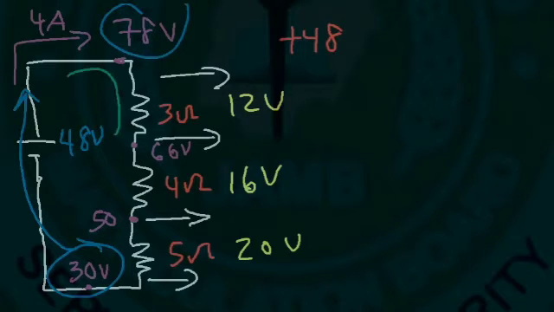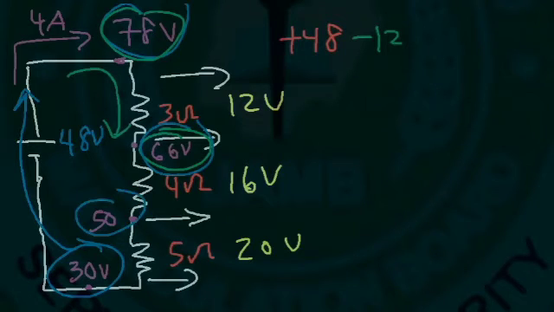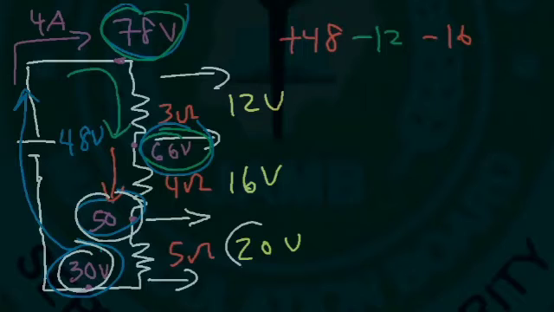And if we travel through the first resistor, we're going from 78 to 66, so the voltage drops by 12 volts, so negative 12. And as we travel from 66 to 50, the voltage drops by 16 volts. And as we travel from 50 to 30, the voltage drops by 20 volts. So 48 minus 12 minus 16 minus 20 adds up to 0.